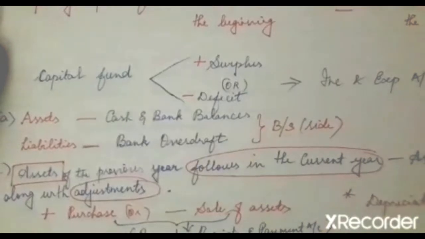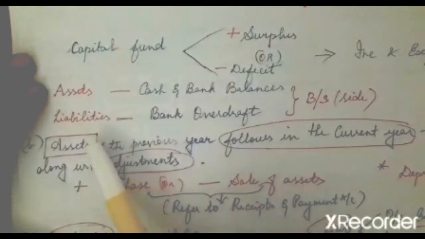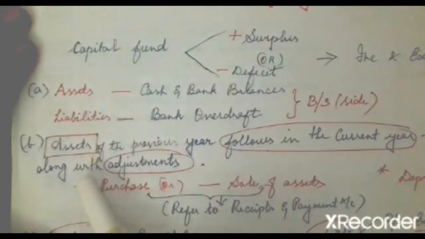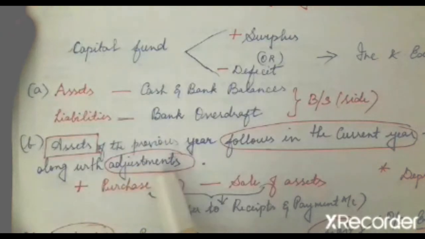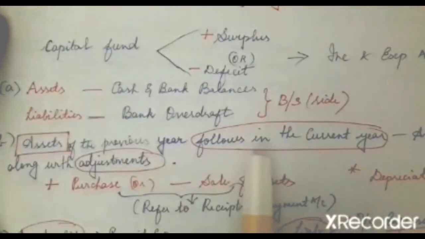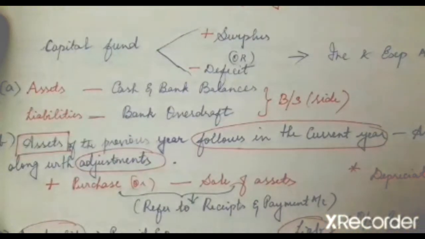Next, what you have to do for assets. In the assets part, you have to consider certain adjustments or transactions. Now, assets of the previous year. Suppose they have given you details of the previous year or the beginning. Those assets will have to follow in the current year. Let me make this very clear: those assets have to follow in the current year's asset side of the balance sheet.